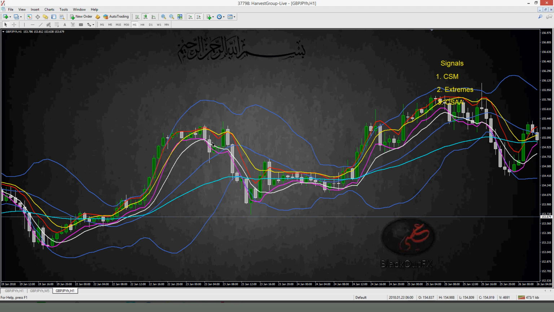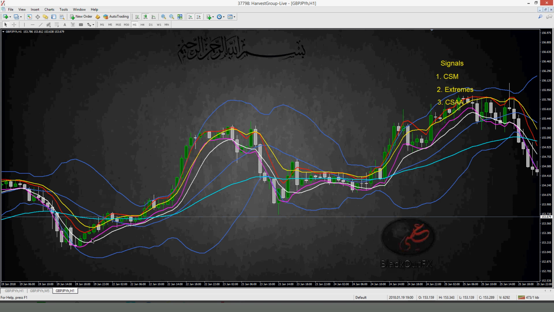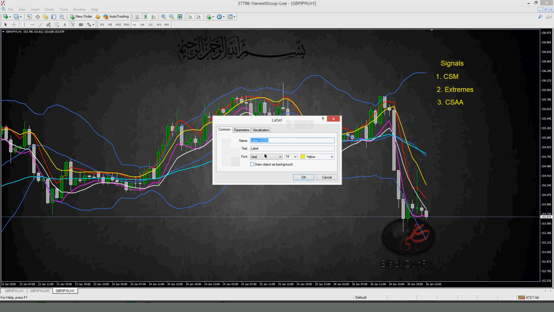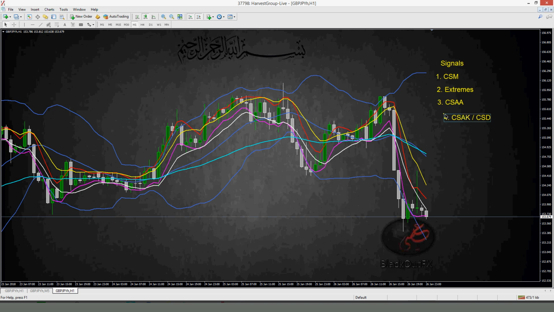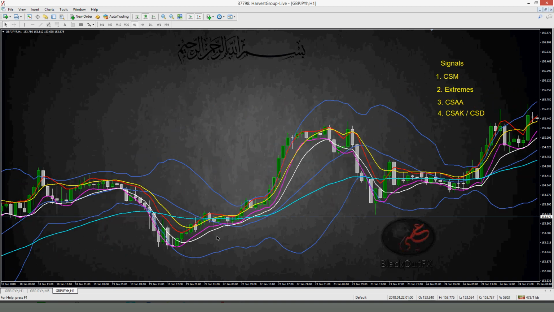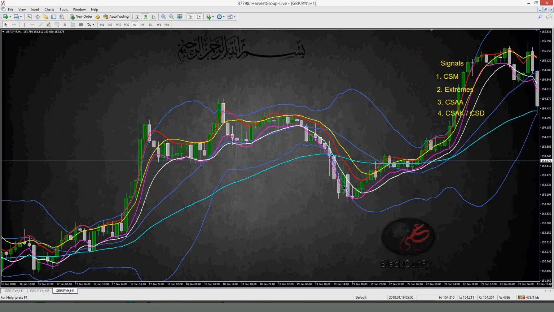This is CSAA, CS Arah Awal, which is early direction sell, and this one is early direction buy at the low BB over here. And obviously the last signal is CSAK, which in English is CSD, candlestick direction. Its definition is a candlestick that breaks through MA 5, 10, and middle BB. Over here we have candlestick direction MA 5, 10, and middle BB. And for buy, we have this candle over here.